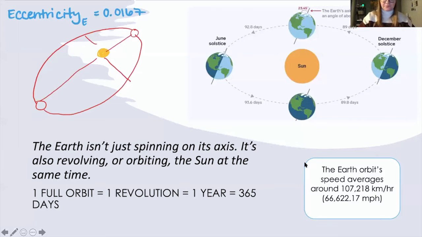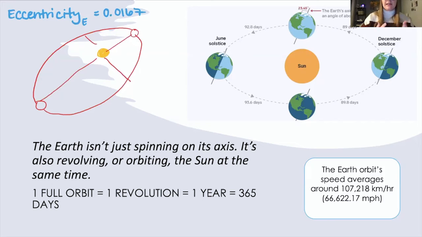Okay, so the Earth isn't just spinning on its axis. It's actually also revolving or orbiting around the sun at the same time. So that means as the Earth is spinning around its axis, it's also going around and around and around. And it is always doing this, but we can categorize it in terms of understanding time.